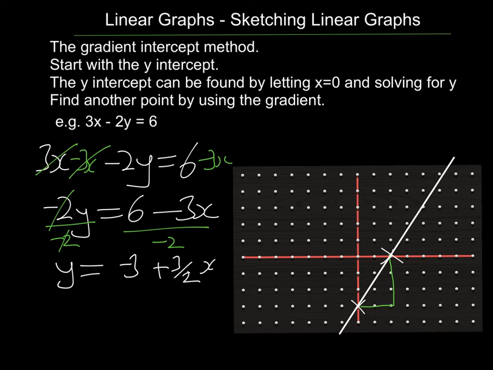If I was using the previous method by letting y equal 0, I'd get 3x equals 6, or x would equal 2, and there's that point there. If I let x equal 0, I'd get -2y equals 6, and y would end up being -3, which is that point there, which is way easier to work out.